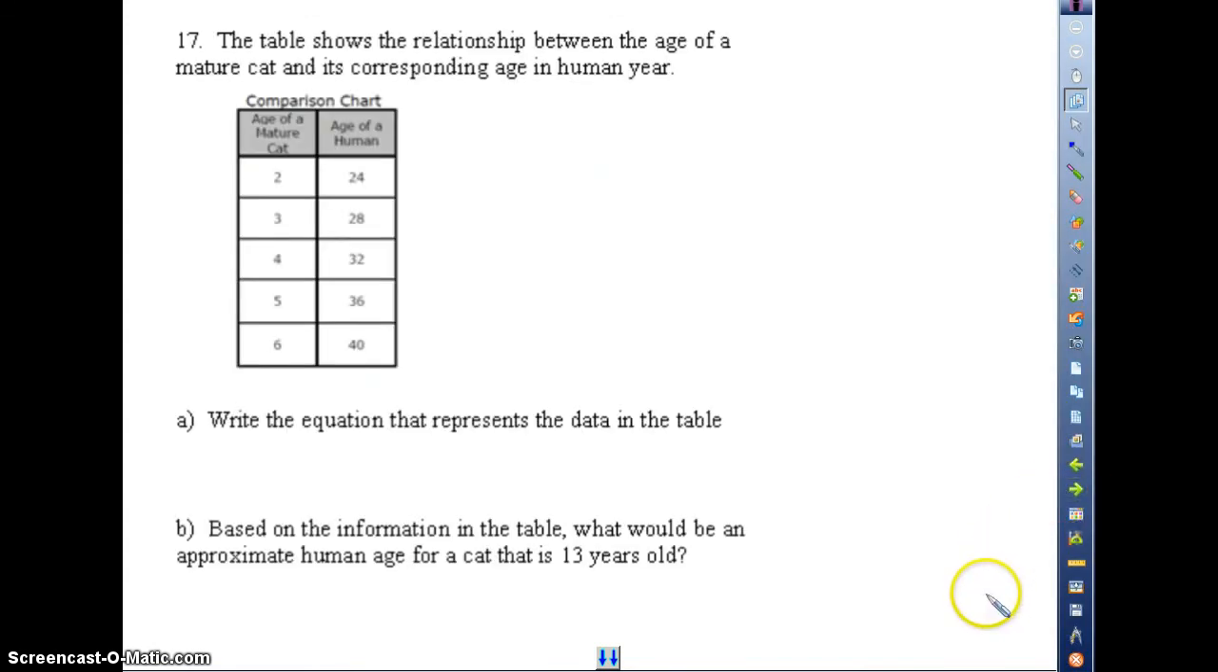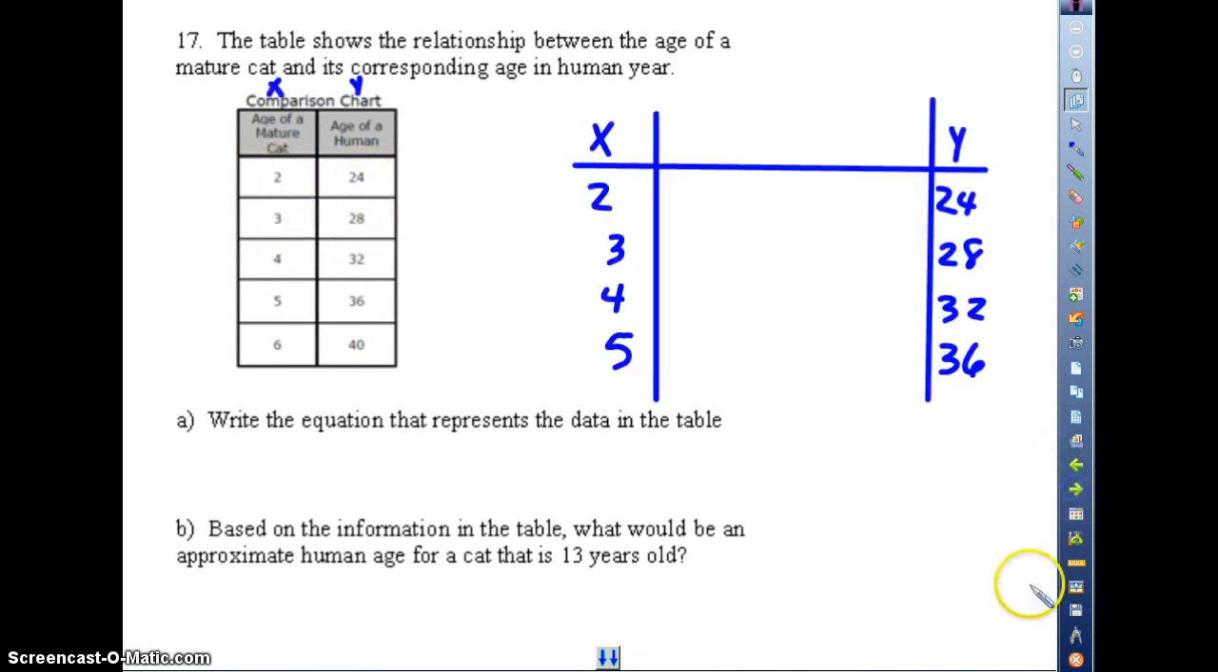17. The table shows the relationship between the age of a mature cat and its corresponding age in human years. Write an equation that represents the data in the table. I don't know if you can tell if there's a direct relation. Let's see, that would be multiplied by 12, but that's not. So let's go ahead and set ourselves up a little table. Are my x's increasing by 1 each time? Yes, perfect, just like we want it.